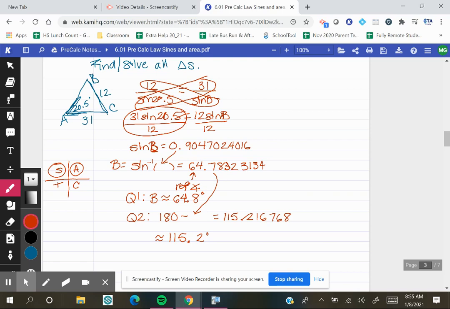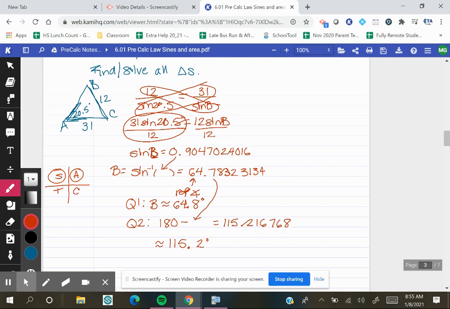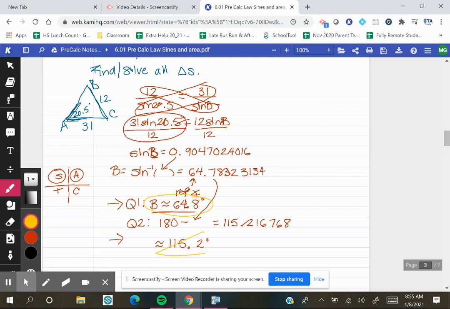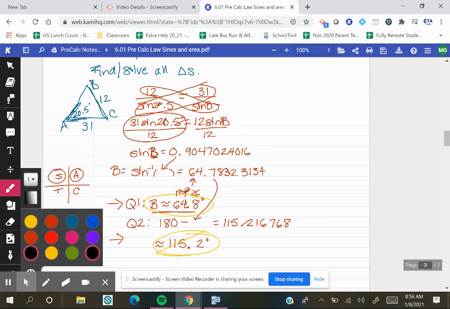So we have now used law of sines to find angle B, and we've got there to be two different answers, 64.8 and 115.2. So we need to decide, are both of these possible angles for angle B? Those are both for the same angle, angle B.